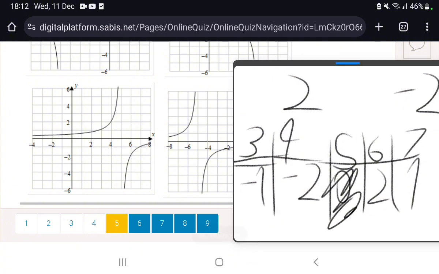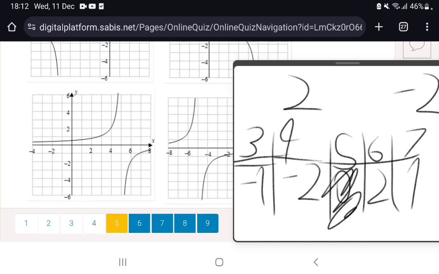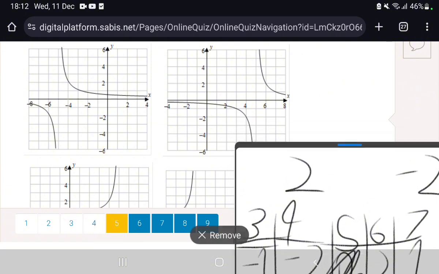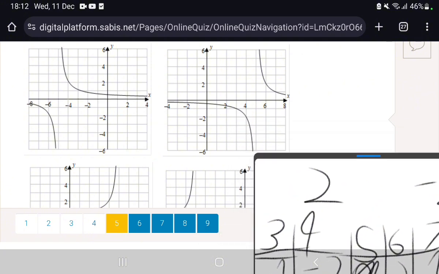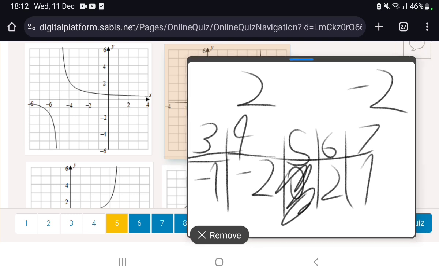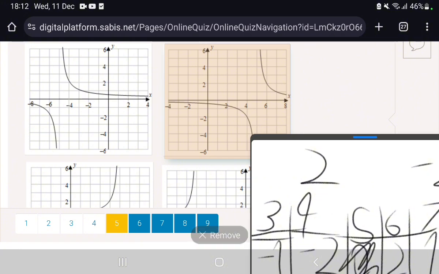So 3, negative 1, 4, negative 2, 6, 2. Okay, that's the answer.